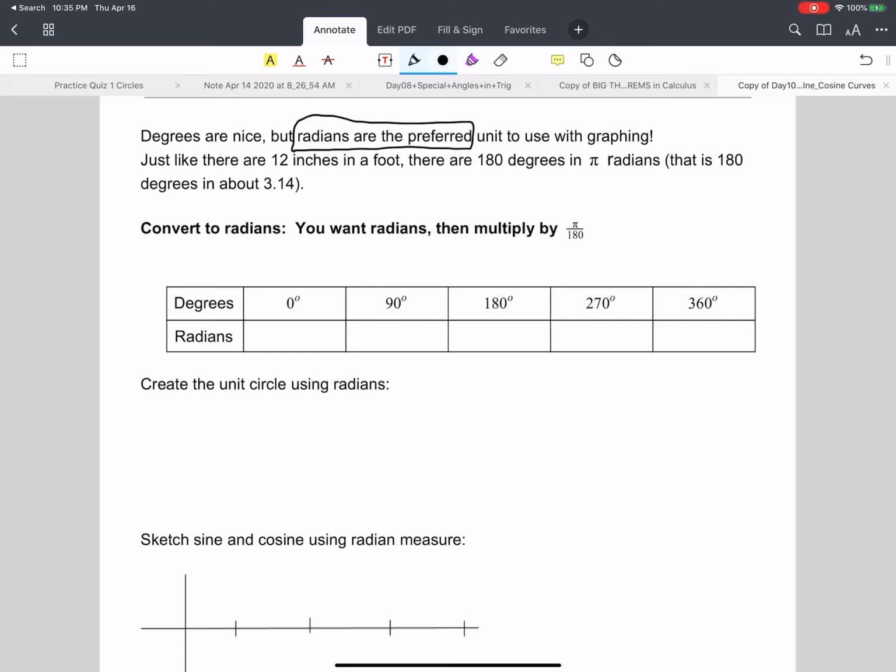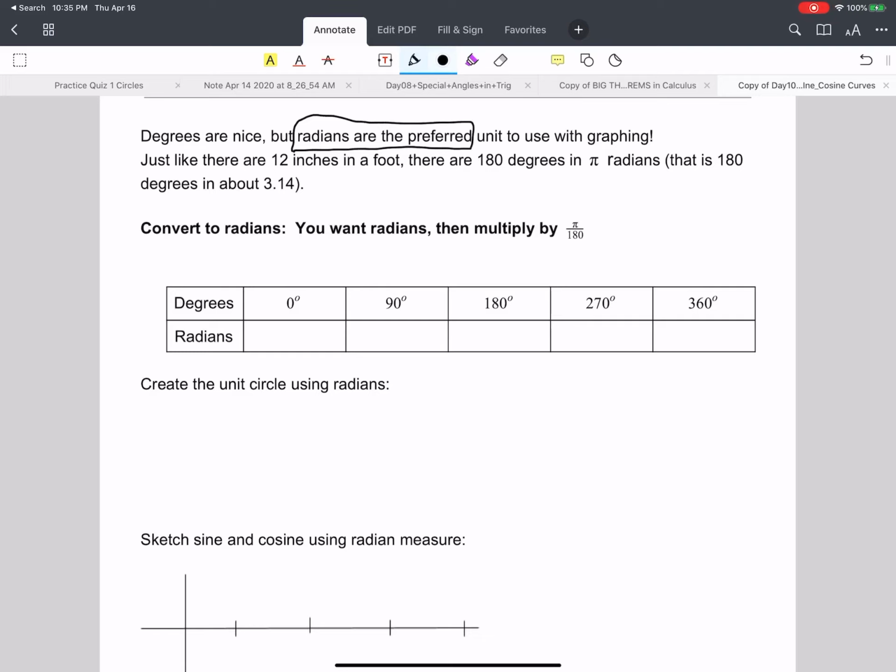So all you really need to know here is, just like there are 12 inches in a foot, there are 180 degrees in pi radians. That's right, 180 in pi radians. Pi is about 3.14. So there are 180 degrees in about 3.14 radians, okay? So let's do a little conversion here. When you see 0 degrees, and you guessed it, that's going to be 0 radians.